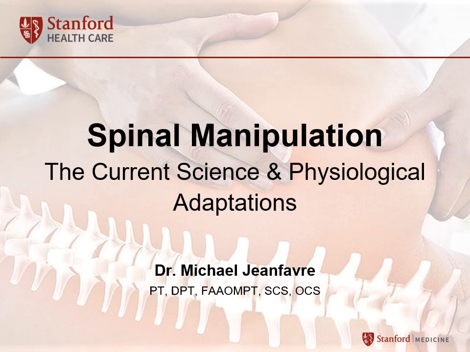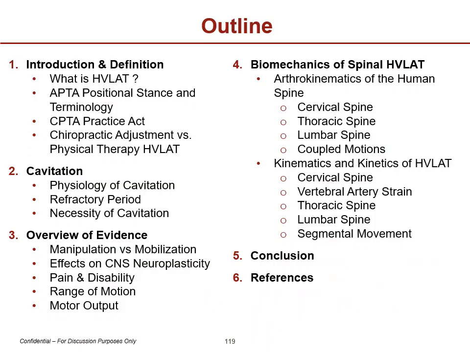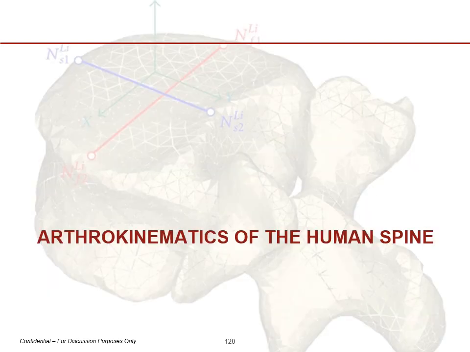Okay, in this next section, we'll focus on the biomechanics and kinematics of spinal manipulation for each of the spinal regions in turn, specifically the cervical, thoracic, and lumbar spine regions. This specific presentation will focus on the fourth bullet point that you see here, the biomechanics of spinal HVLAT. And we'll start by discussing the arthrokinematics of the human spine at each of the different levels, cervical, thoracic, lumbar, and the overall concept of coupled motions.